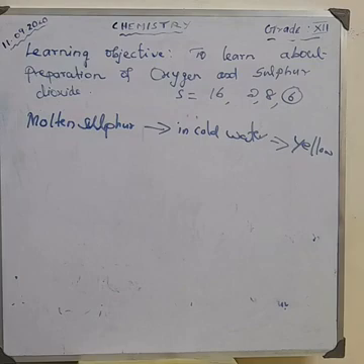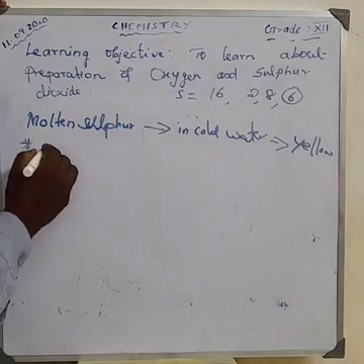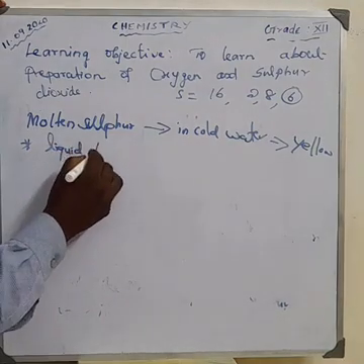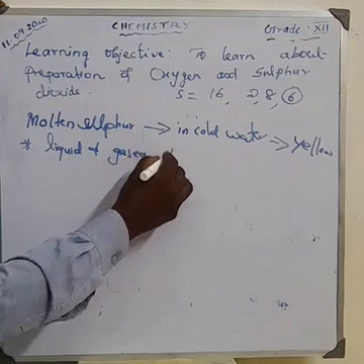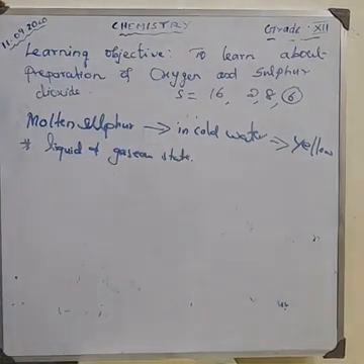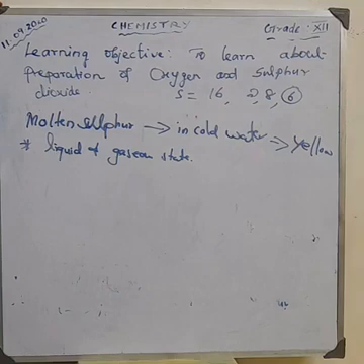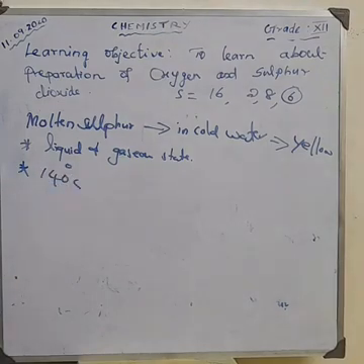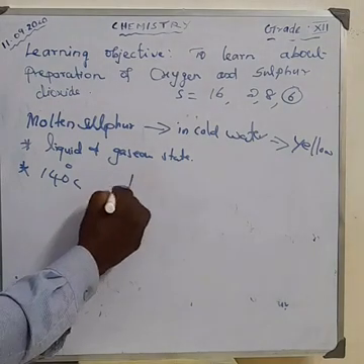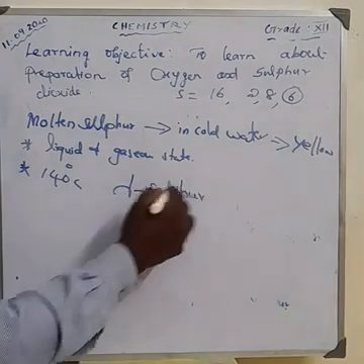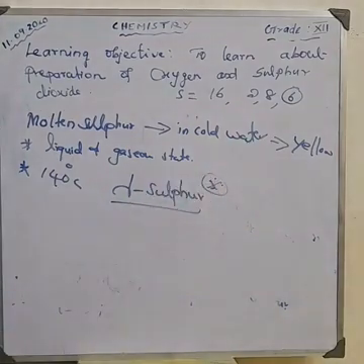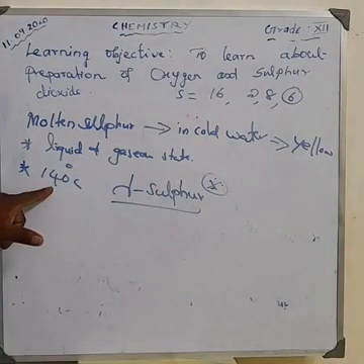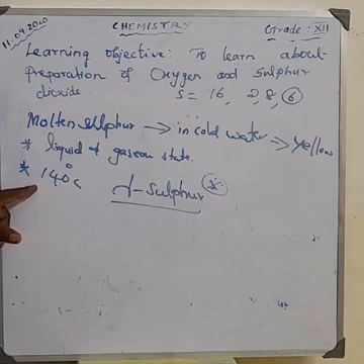Okay, sulfur also exists in liquid and gaseous states. At about 140 degrees Celsius, the monoclinic sulfur melts to form a mobile pale yellow liquid called lambda sulfur. This is one of the important points. What's the temperature? About 140 degrees Celsius.